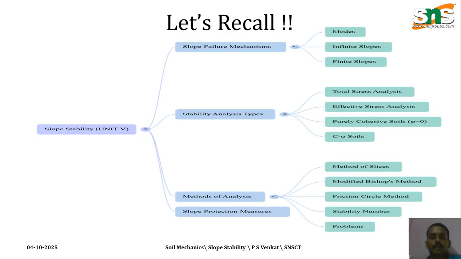Before going to the topic, let's recall the various topics which we are going to study in Unit 5. Unit 5 deals with slope stability. In the first part, we will be learning about various slope failure mechanisms and various methods of analysis of slopes for stability, and finally we are going to learn about slope protection measures.